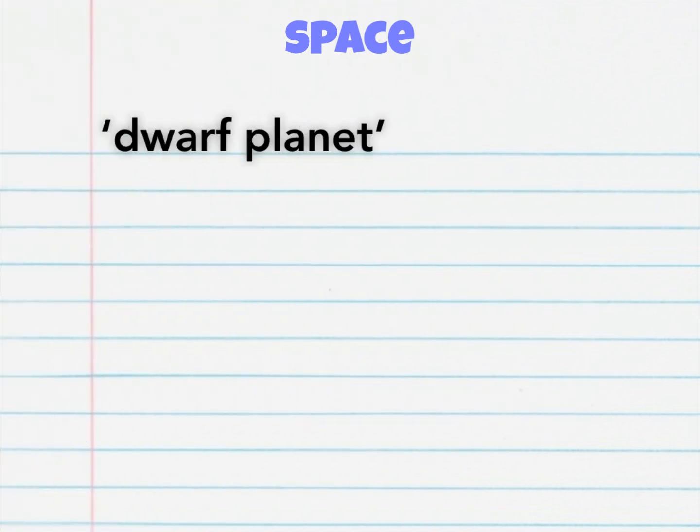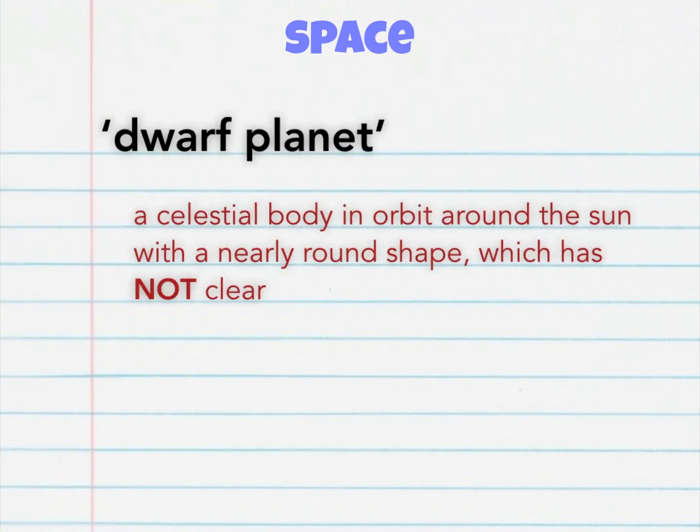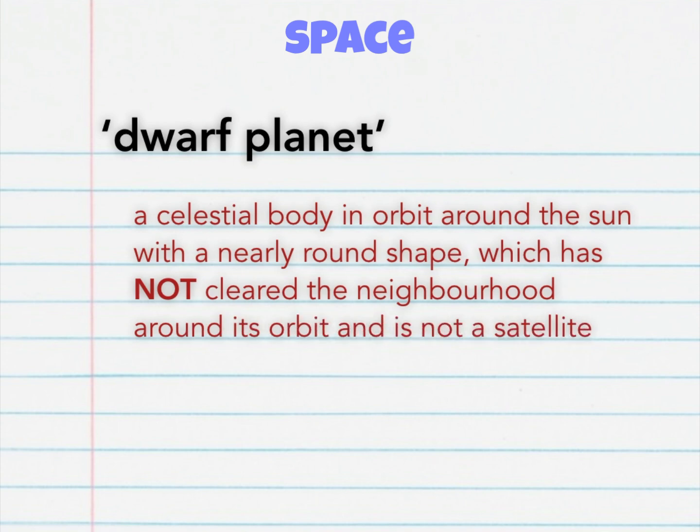A dwarf planet is a celestial body in orbit around the Sun with a nearly round shape, which has not cleared the neighbourhood around its orbit and is not a satellite. Pluto is a dwarf planet together with 4 others, although there could be hundreds out there waiting to be discovered.